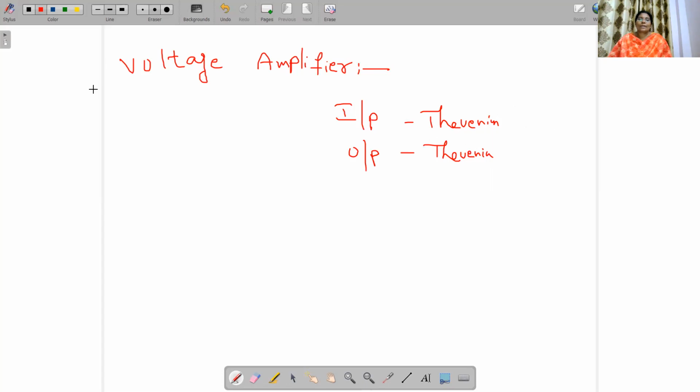Okay, then I'll draw the circuit diagram. All of you note down the circuit diagram. So what is the input voltage source? Any one of you tell me. That is Vs. Input voltage source is Vs, that is in series with Rs. Vs is in series with Rs.